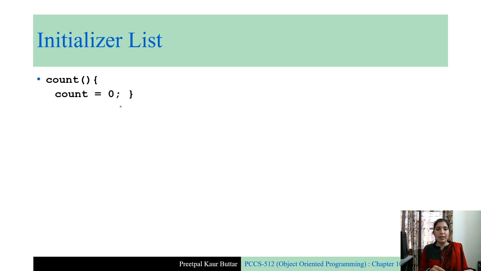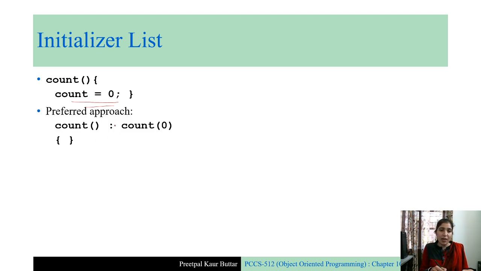Then we have this initializer list. Initializer list means how to initialize the values inside a constructor. Normally, suppose count is the name of the constructor. So count, then parenthesis, and inside the curly braces you initialize the values. Suppose there is a data member count and you are initializing it to value 0. But what is the preferred approach? The preferred approach is to initialize the values outside the function body. So this constructor body is empty here, but instead we are initializing it in the function declarator.